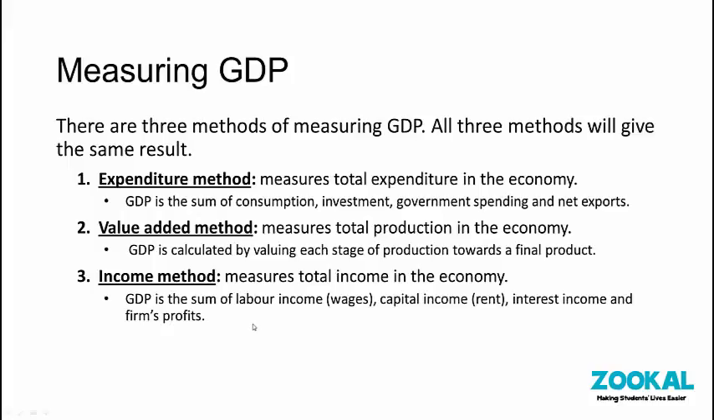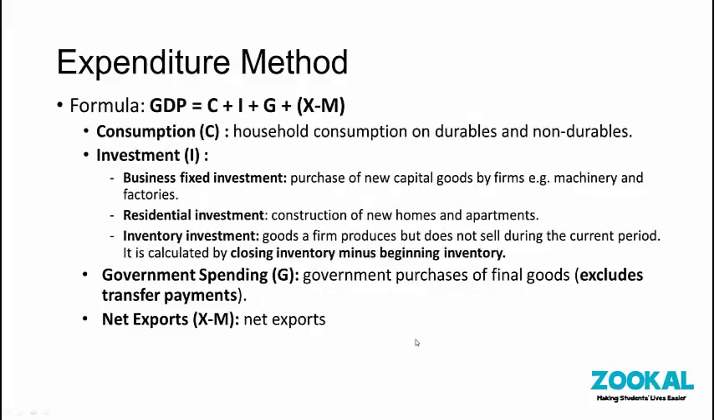From these three methods, we can see that GDP can be seen in three ways. It can be seen as total expenditure in the economy, it can be seen as total production in the economy, and finally, it can be seen as total income in the economy. So the first method that we'll look at is the expenditure method.